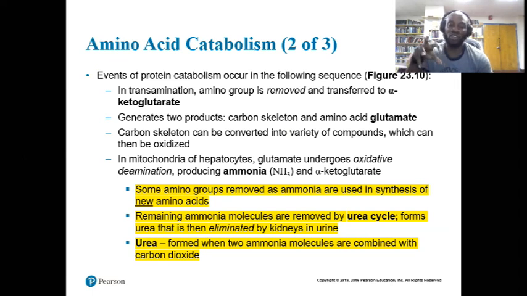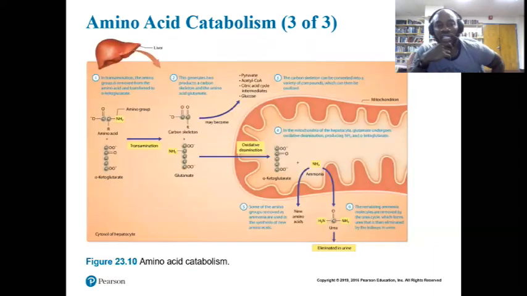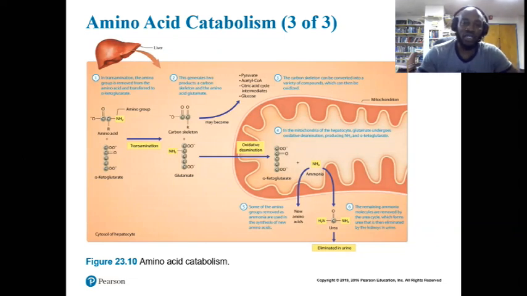The remaining ammonia molecules are removed by the urea cycle. Ammonia molecules are combined with carbon dioxide to form urea, which is then eliminated by the kidneys in urine. So when we break down amino acids, some of it is excreted into our urine, combined with carbon dioxide, made into urea. All right, and that's the drawing of amino acid catabolism.